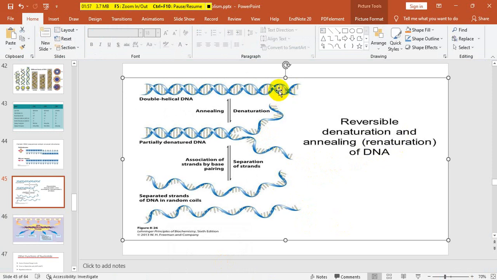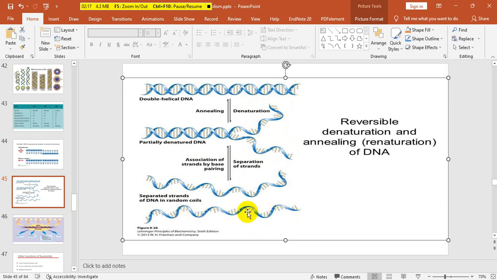So the bonds between the guanine, cytosine, adenine, thymine break. We call it denaturation. In the end, we have a partial denaturation. This is a partially denatured DNA, and this is a fully denatured DNA.